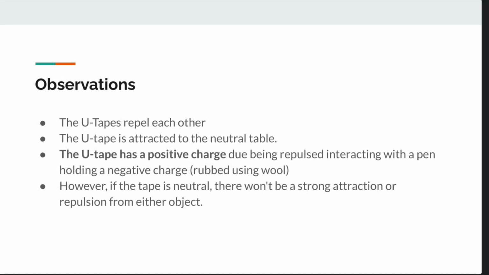The observations we found were that the tapes repel each other. The tape is attracted to the neutral table and to your hand, so when you put one end on the table and bring your hand closer, it attracts. The tape has a positive charge due to being repelled when interacting with a pen that had a negative charge. By rubbing a pen on wool, you get a negative charge, and then the tape was repelled from it. Therefore, the tape has a positive charge.